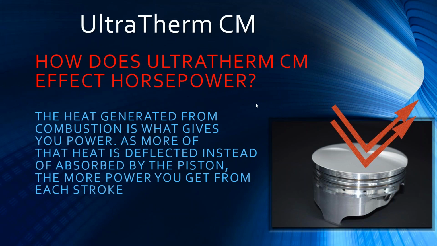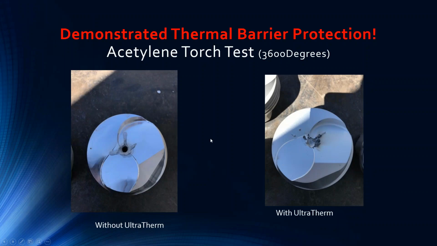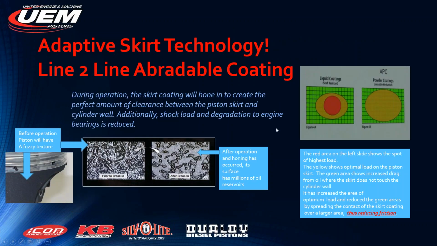To demonstrate that, we actually took, in this video, which I think can be accessed on our website, an acetylene torch, which goes between 3,600 and 4,000 degrees Fahrenheit, and in 31 seconds, you can see here on the left, without the Ultratherm barrier, it burned a hole right through. It just melted the piston. And in the same time frame, on this one, it did not melt through, and there's residue on top from the acetylene torch material, but it protects the piston very well. This is particularly a benefit for high horsepower.